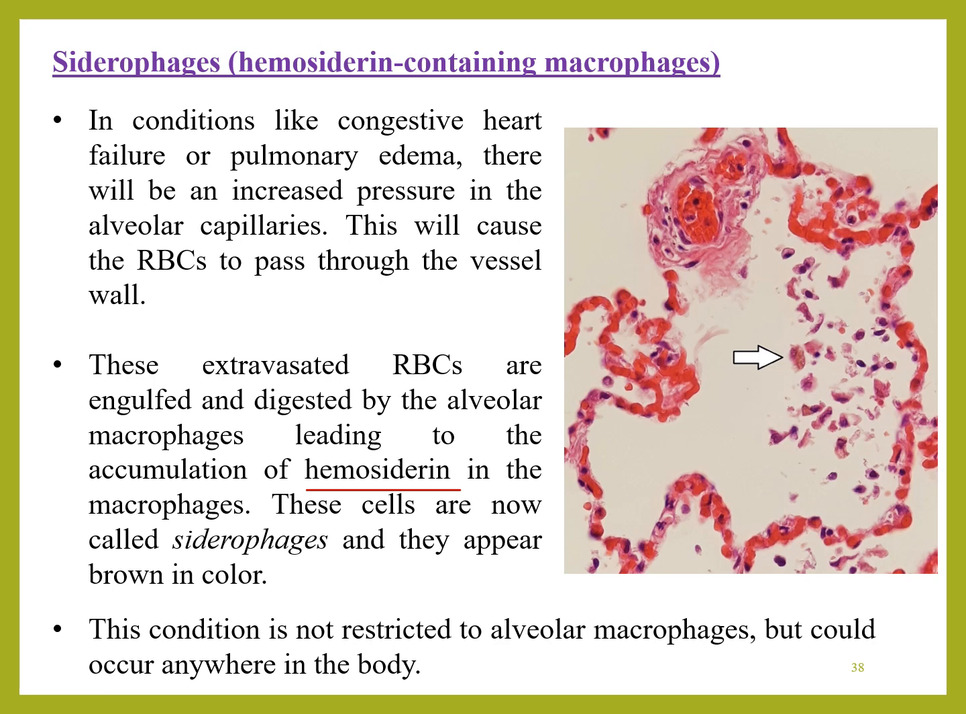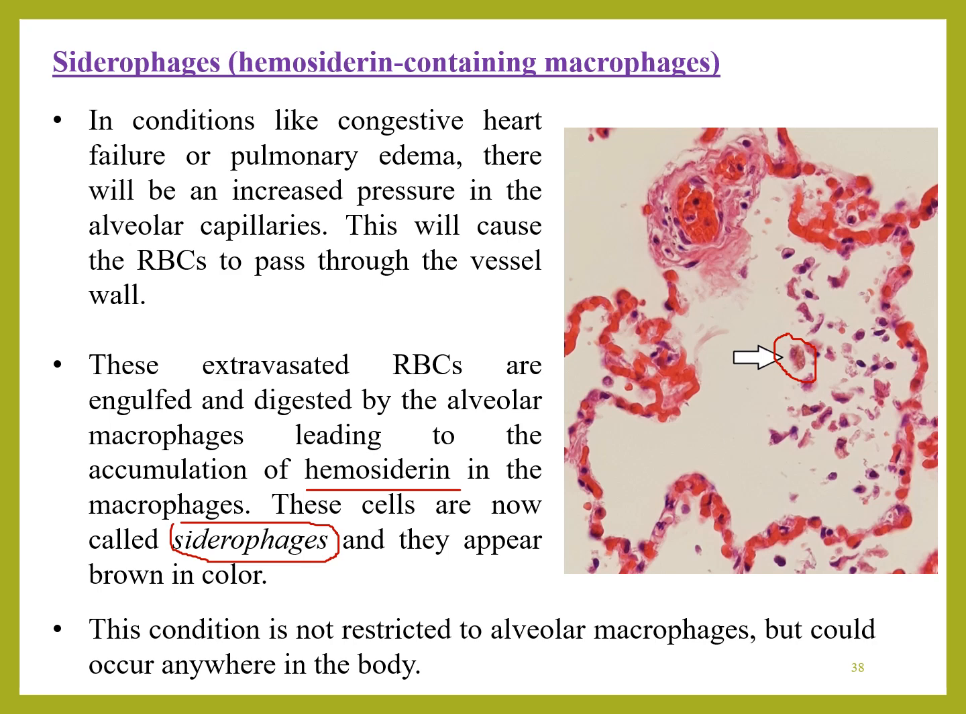This is actually a brownish dye. It is brownish in color. So accumulation of hemosiderin inside the macrophages will stain this cell brown in color. And if this happens, this macrophage is now called a siderophage. As you can see here in this region, this is a macrophage that is brown in color. This means that this macrophage has engulfed an RBC and digested it, and the cytoplasm is filled with hemosiderin.